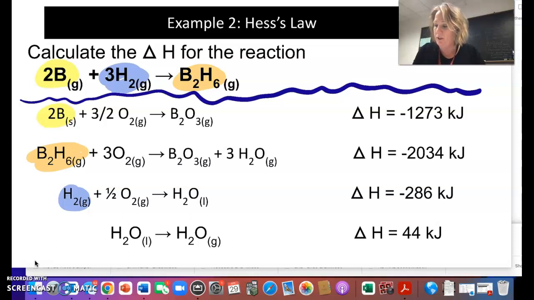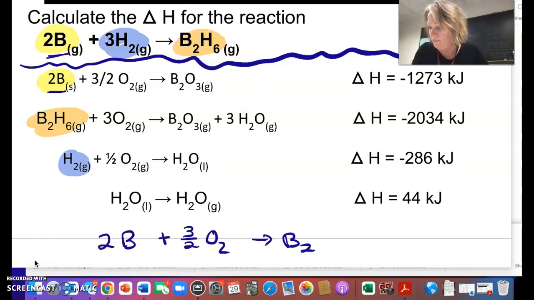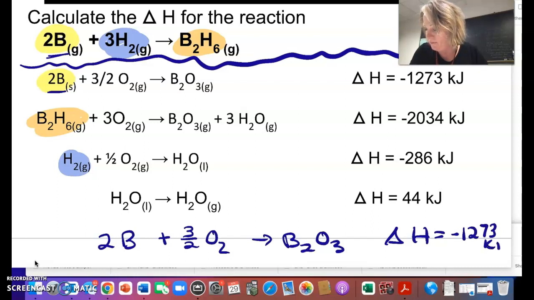So just in general, you can look at these and see that this one is 2 boron and 2 boron, which matches perfectly. So that first reaction, we're going to write it exactly how it is, and we are not going to change the delta H. We're not going to change the sign or anything.